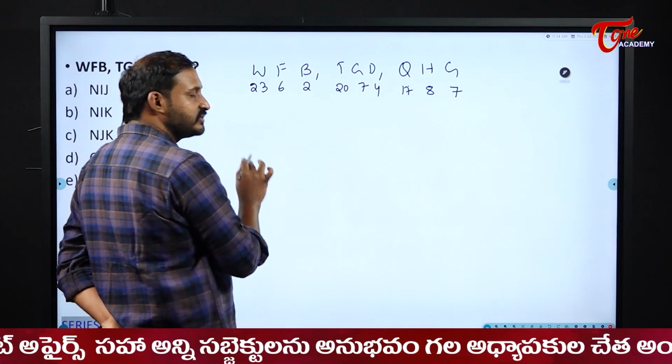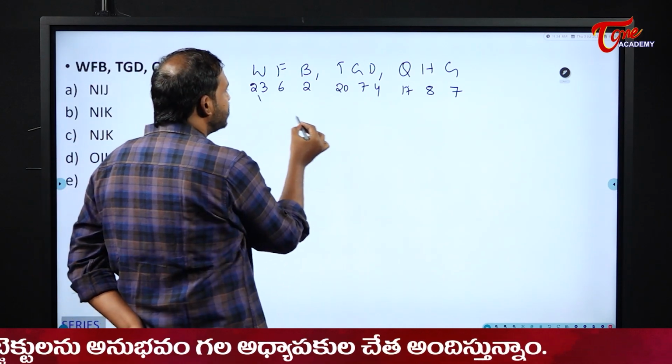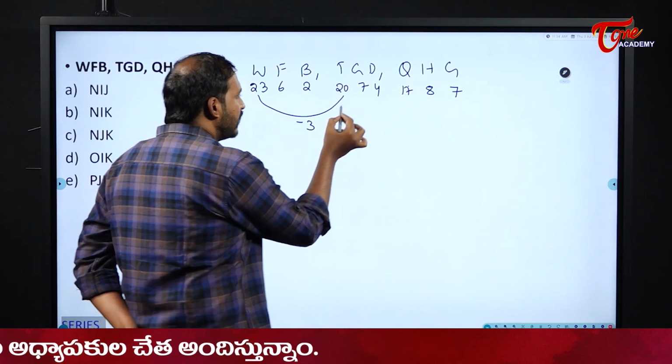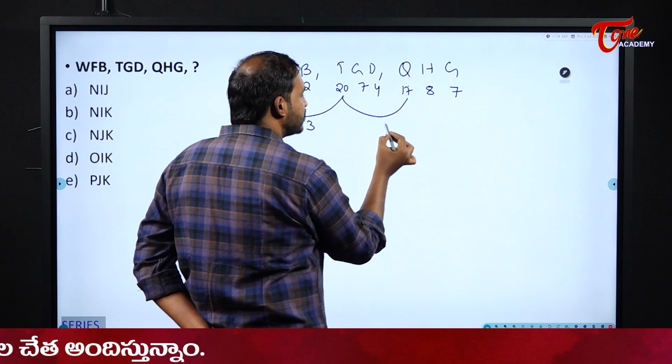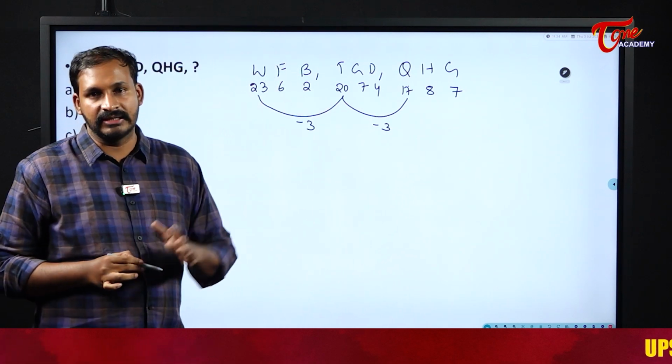Now, please observe here, students. Please try to identify the pattern which they have given for us. Please see the first letters, 23 to 20. What is happening here? Minus 3. And the next one, 20 to 17, minus 3. When it comes to the first letters, they are decreasing by 3 letters.